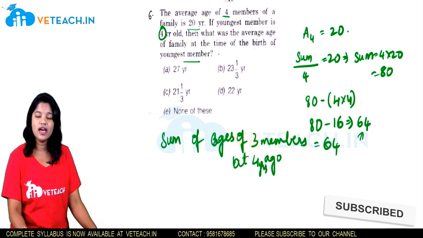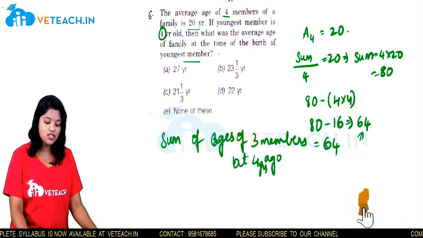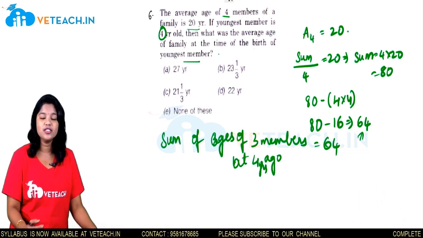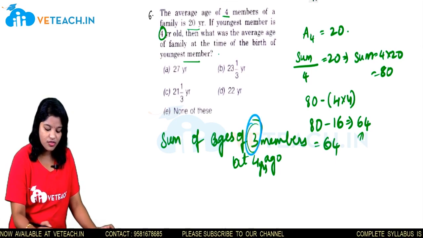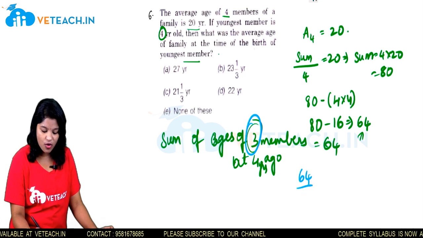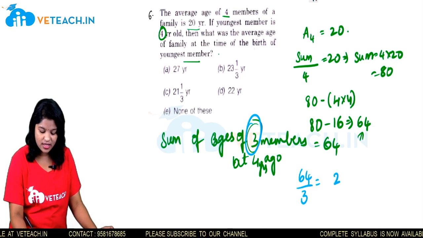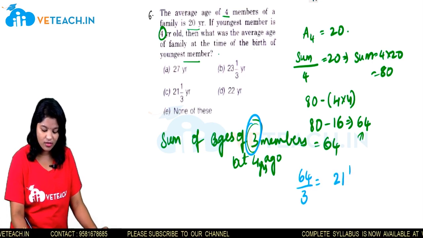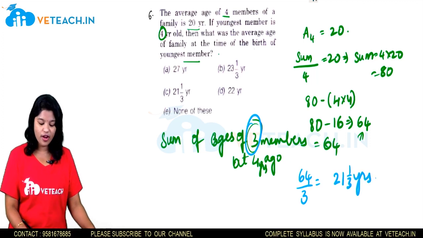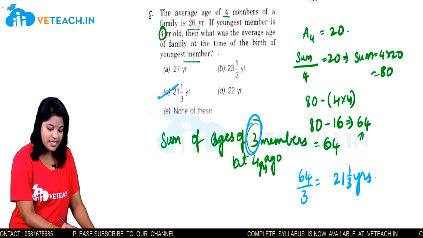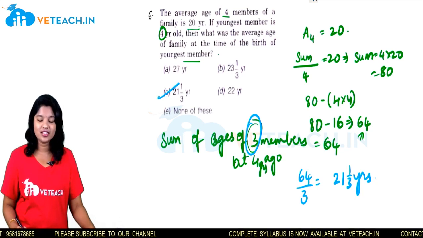So 4 years ago they are 64. Now they have asked us to find out the average. Average means divided by number of members. How many members are there here? Total 3 members are there. So 64 divided by 3 is nothing but 21 1 by 3 years. So simply divide it, we will get the mixed fraction. So option C, 21 1 by 3, is our correct answer.